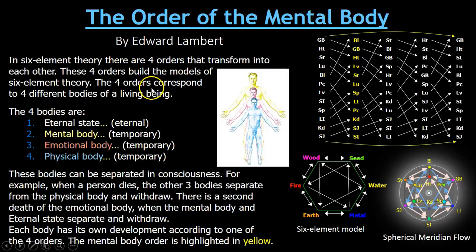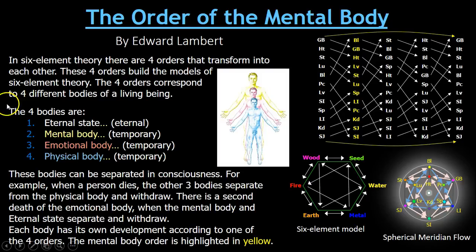Well, the 4 orders correspond to 4 different bodies in a living being. So you begin to see how deep 6-element theory goes, is that you see more than just the body. You see particular orders that describe each of our 4 bodies, each of the 4 dimensions in which we live.